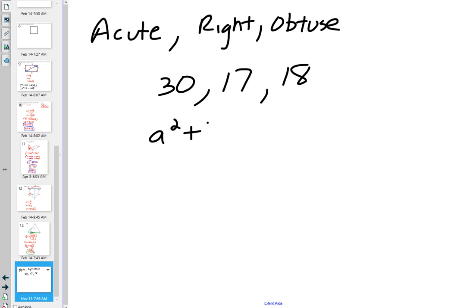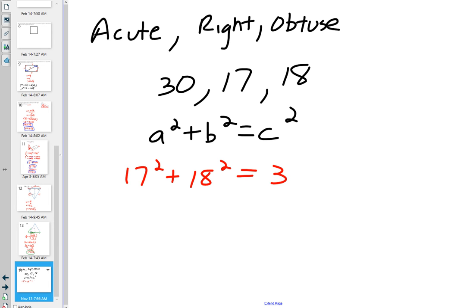A squared plus B squared is equal to C squared. Okay. Now I don't necessarily know that this is going to be a right triangle, because you just came up with numbers off the top of your head. I doubt it's going to be. But if this were to be a right triangle, what would have to be the legs? What are the two shorter sides? 17 and 18. So 17 squared plus 18 squared would have to be equal to 30 squared.